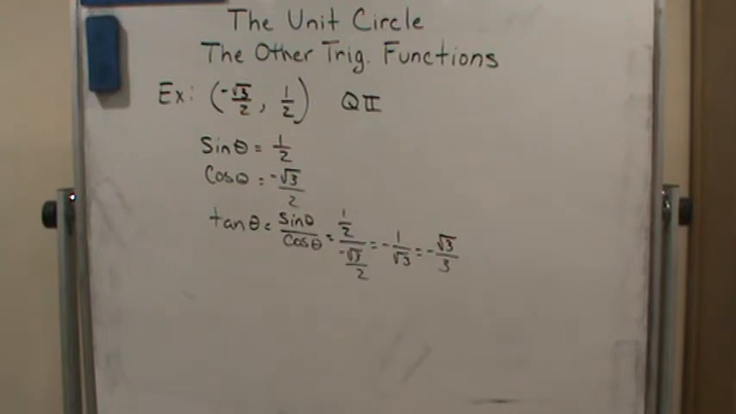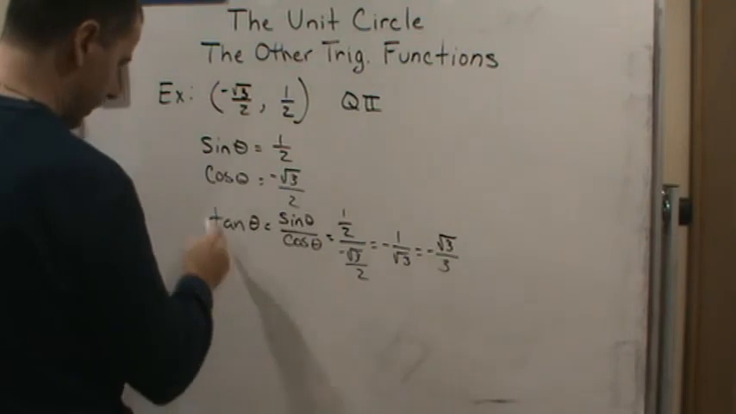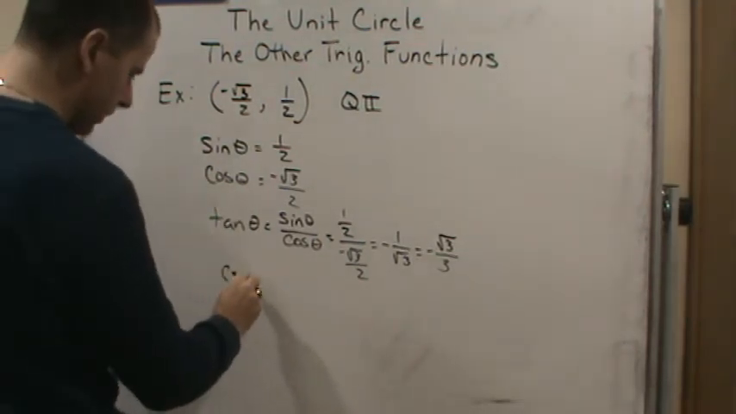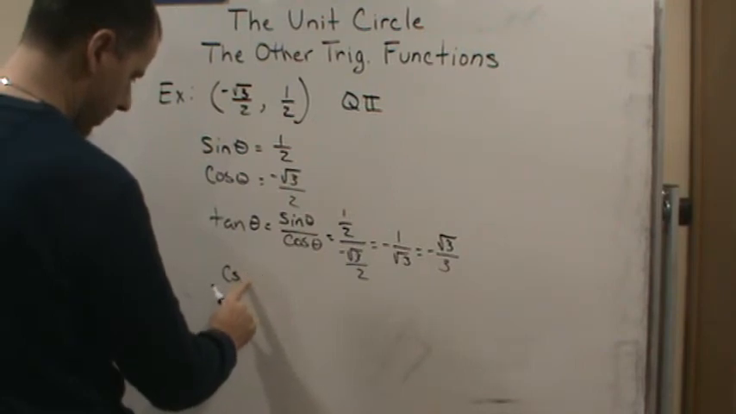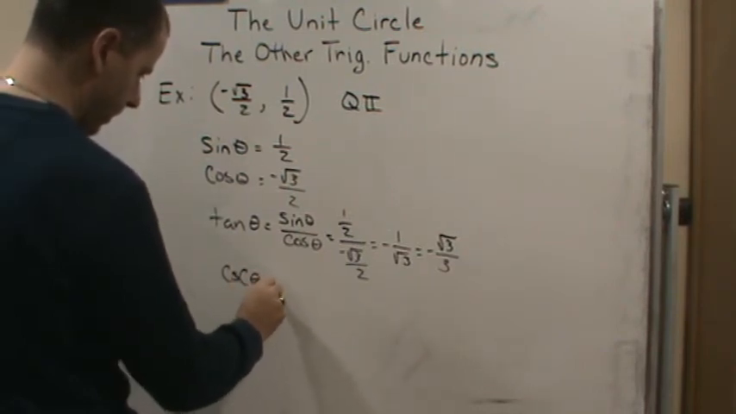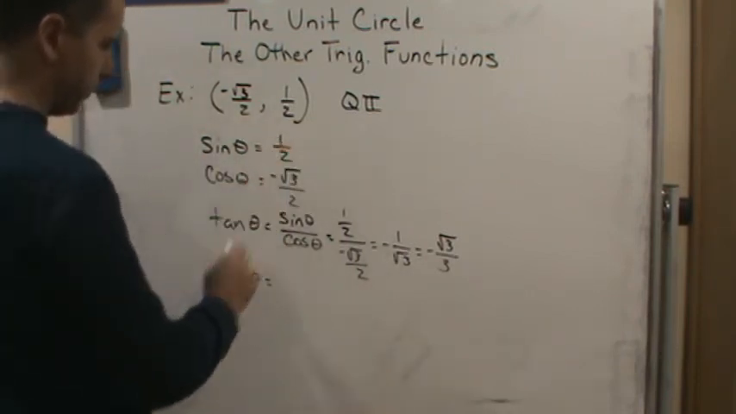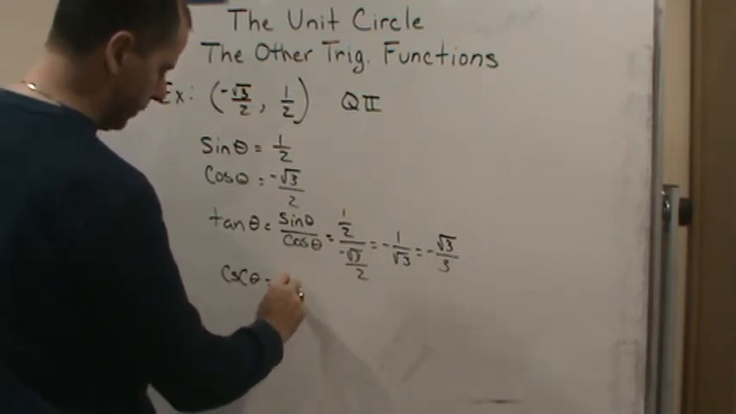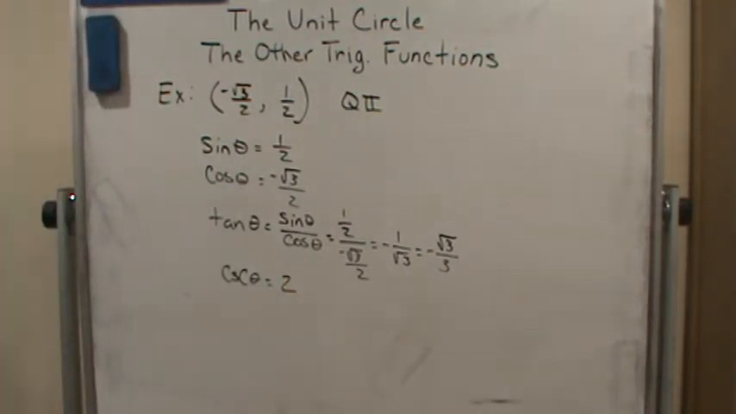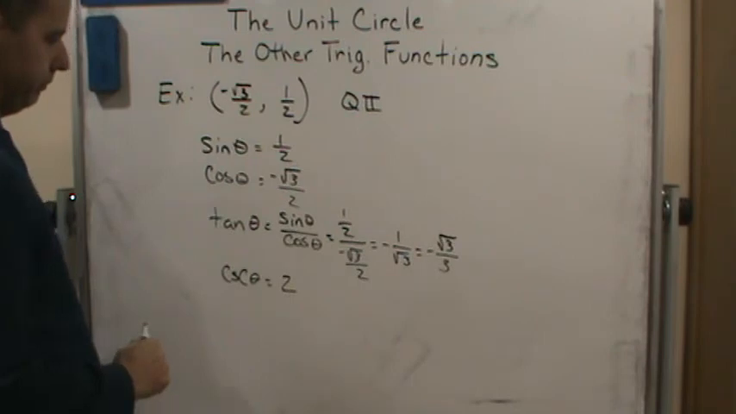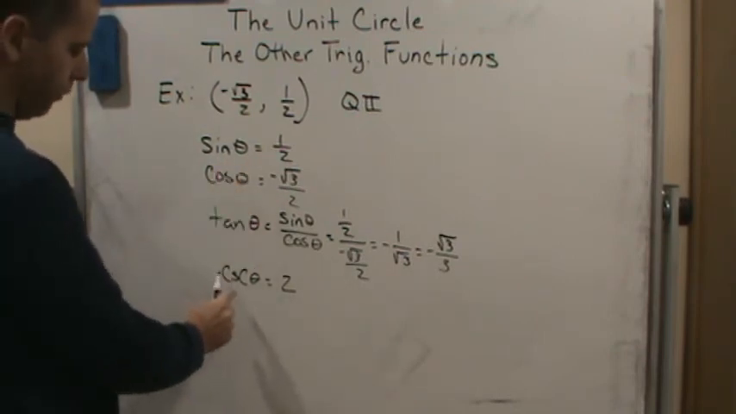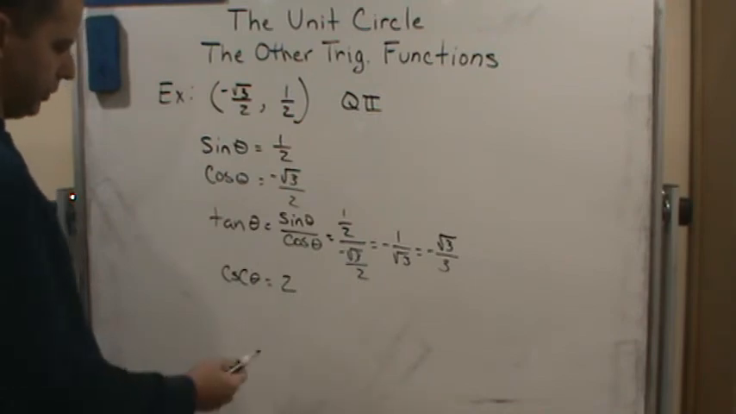Okay. Now, what about cosecant, the reciprocal of sine. So cosecant is 1 over sine. So it's going to be the reciprocal of sine theta, which is going to be 2. So we just flip it, or just put this over 1. 1 over sine, so it's 1 over 1/2, which gives us 2.